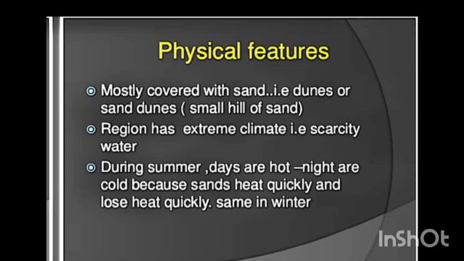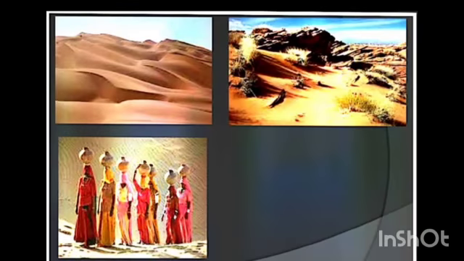During the summer, the days are very hot and nights are cold. But during winters, days are very warm but nights are extremely cold. Rainfall is scanty, therefore, there is always a shortage of water. Here you can see some pictures of the Thar Desert.